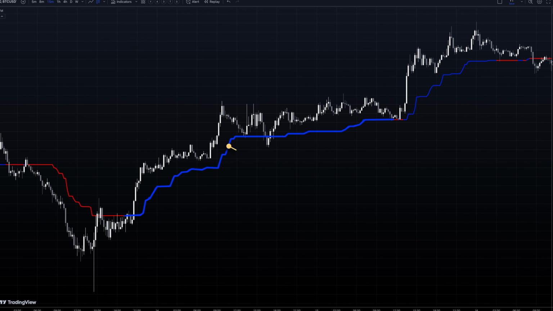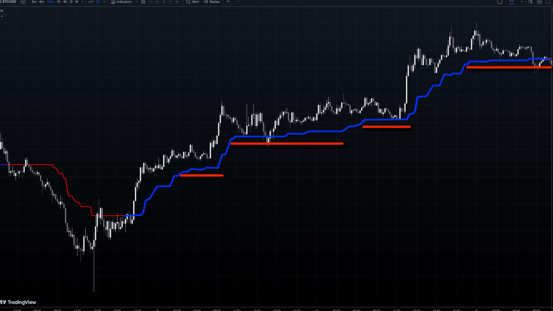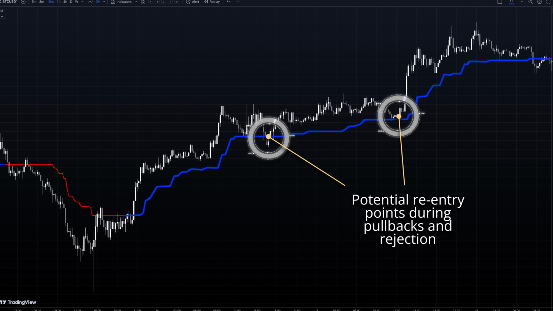When the Trend Magic line turns blue, indicating a bullish trend, you could consider entering a long position if the price is above the line and the CCI confirms an upward trend. The line acts as dynamic support, so you might set your stop loss just below the line, adjusting it as the trend progresses. If the price crosses above the Trend Magic line after a pullback, it could signal a continuation of the uptrend, offering an additional entry point.